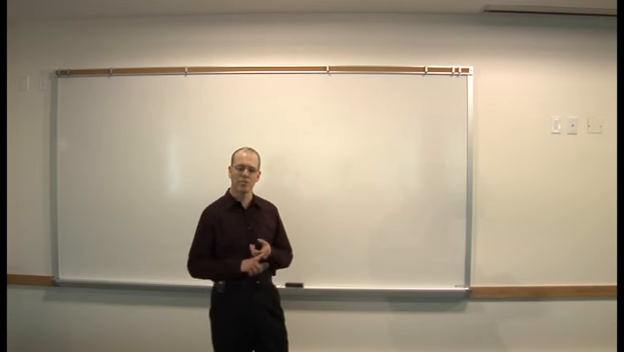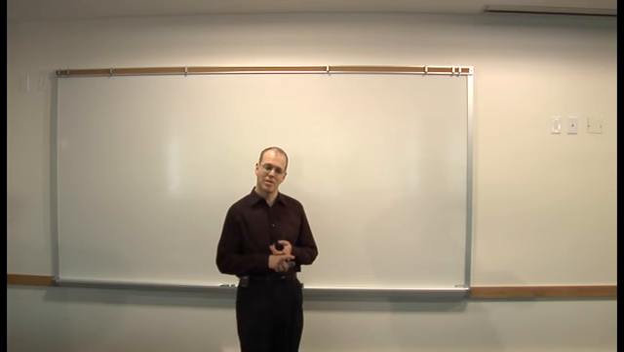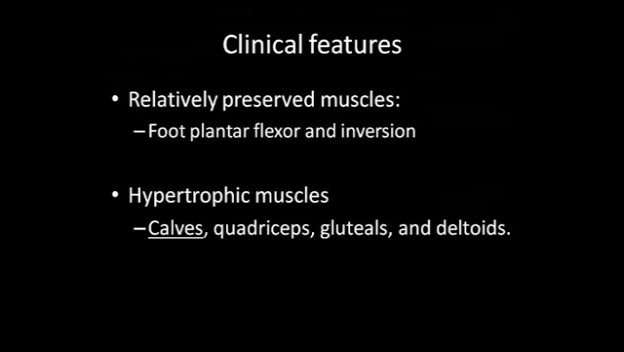So again, preserved muscles in Duchenne's are the plantar flexors, the gastrocnemius muscles, in other words, and foot inversion tends to be preserved. Even in cases where the child progresses to the point where they're in a wheelchair and really severely disabled, very weak, you still will generally detect that those plantar flexors have good strength.